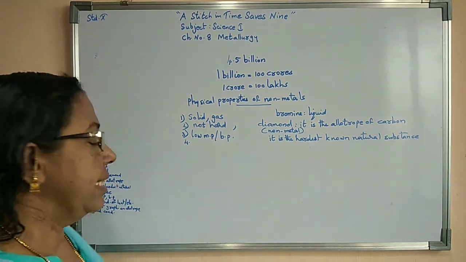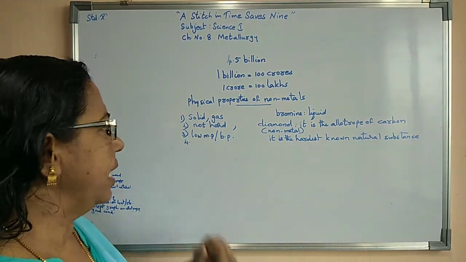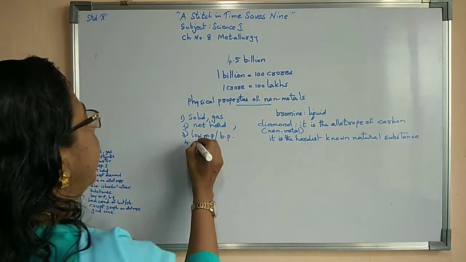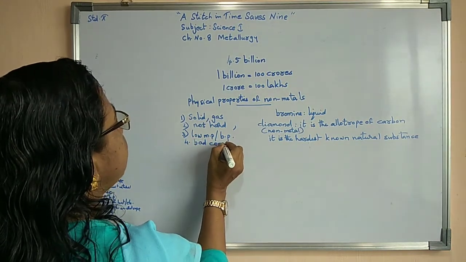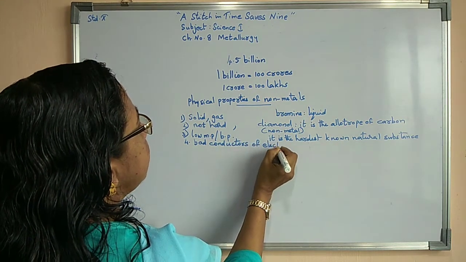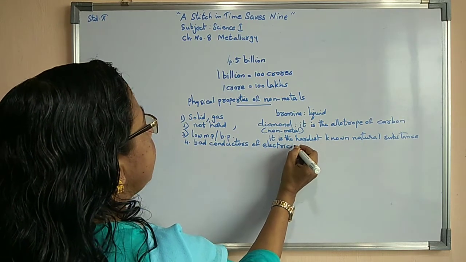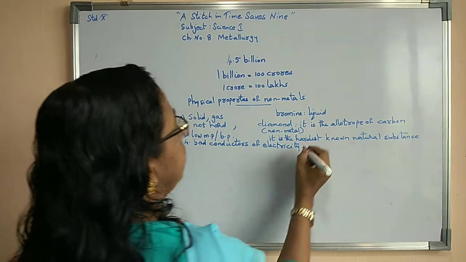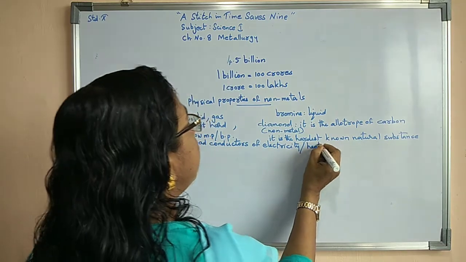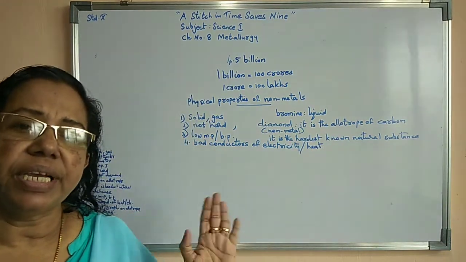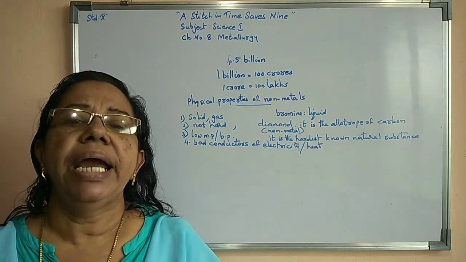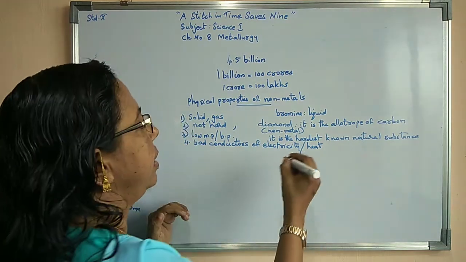Again, they are bad conductors of electricity. In case of metals, they are good conductors of electricity as well as heat. Here non-metals are bad conductors of heat as well as electricity. But here one exception is there.